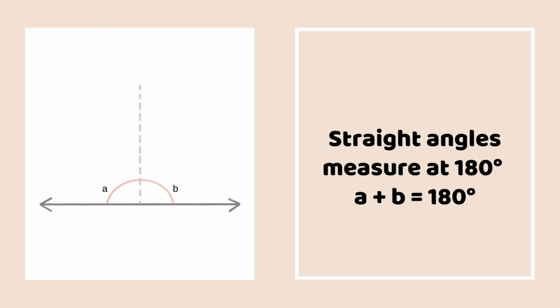Angles on a straight line: 180 degrees. When you have a straight line, all the angles on it must add up to 180 degrees. Like what we have on the screen, for example, I have my angle A plus my angle B must sum up to 180 degrees because the two angles are on a straight line.